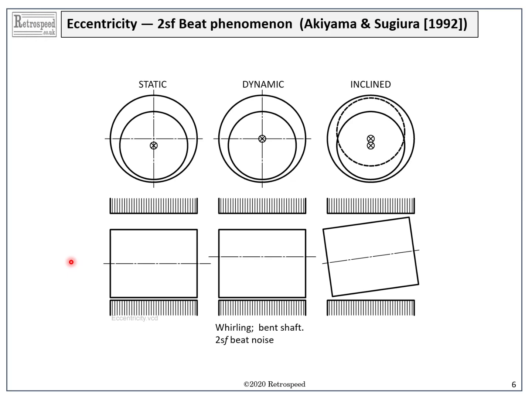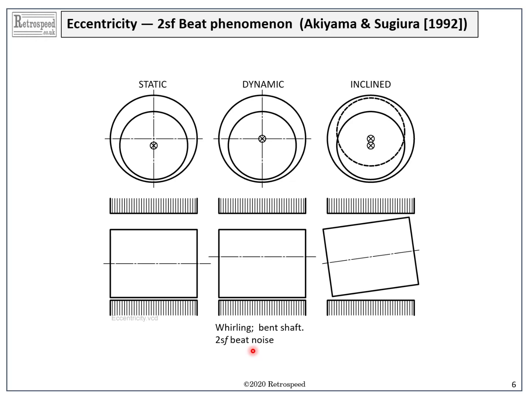There are many of these, but one that is relevant here is eccentricity. There are many definitions of eccentricity, but here we see a clear definition of three main types: static eccentricity, dynamic eccentricity, and this one on the right where the shaft is not parallel to the stator axis. This diagram was presented by Professor Akiyama and Osamu Sugiura at the 1992 IEEE IAS Conference in a paper on what they call the 2SF beat phenomenon in induction motors.